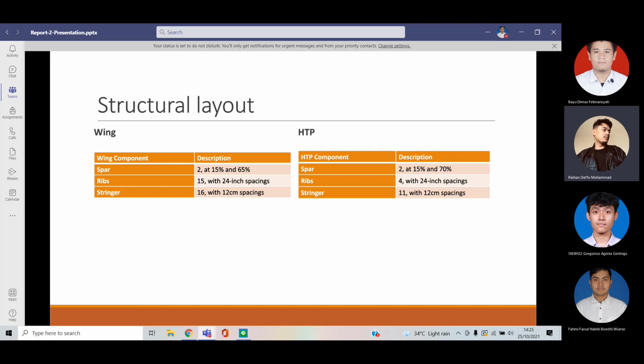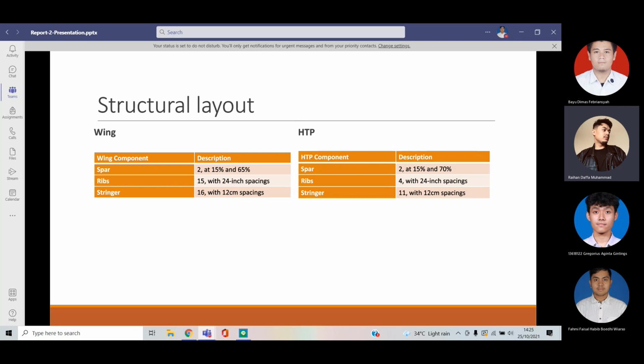Next, for the wing, based on the book by Jan Roskam, we will use two spars, one at 15% chord and one at 65% chord. We will have 15 ribs. This is calculated by the fact that we chose 24-inch spacing between the ribs. There were a lot of choices for the spacing, between fighter airplanes, commercial airplanes, or transport airplanes. The one that is suitable for this airplane is 24 inches. And the stringers will have 20 centimeter spacing, and there will be 16 of them.